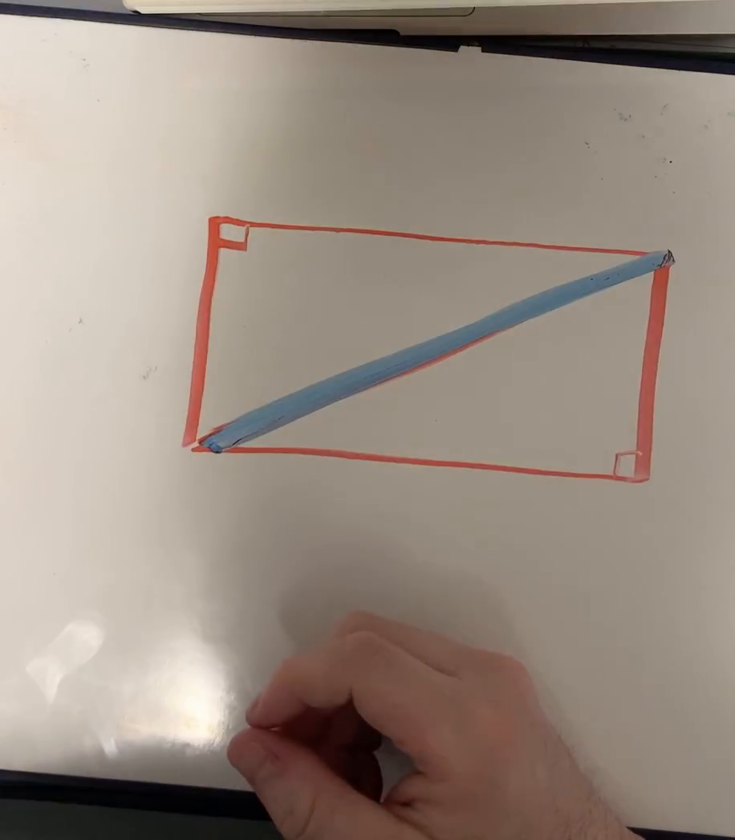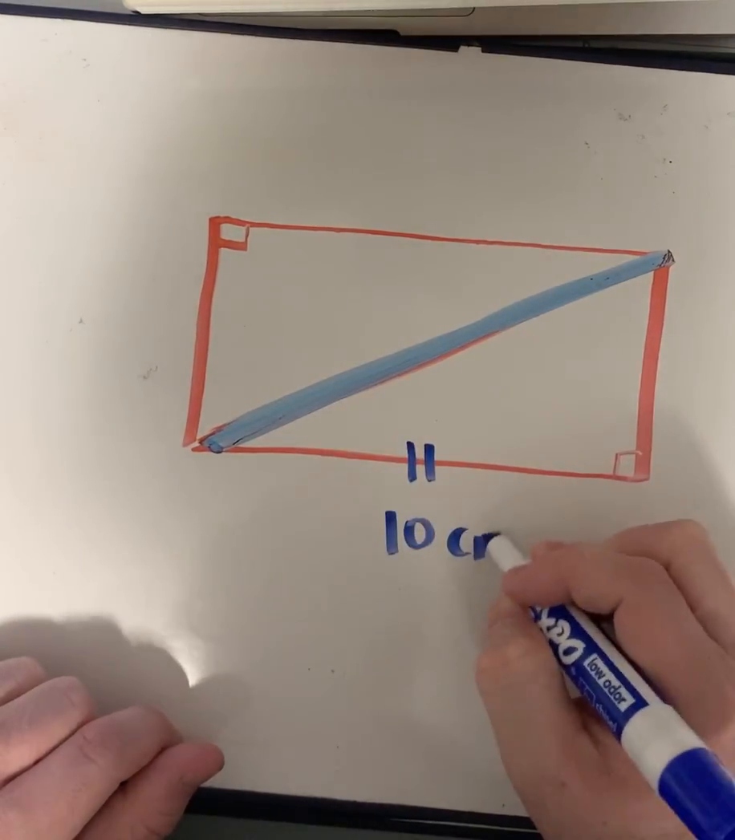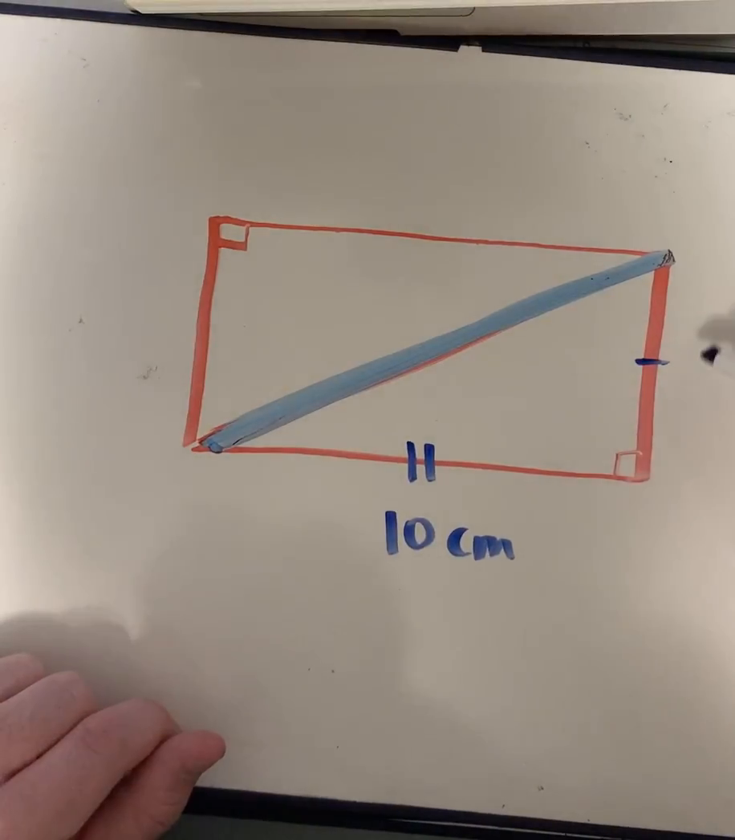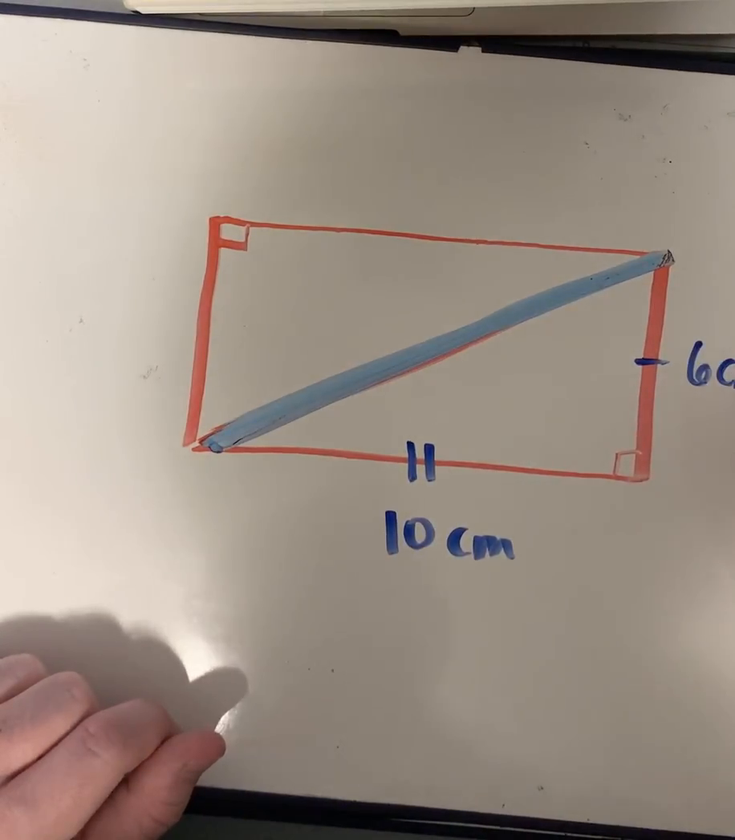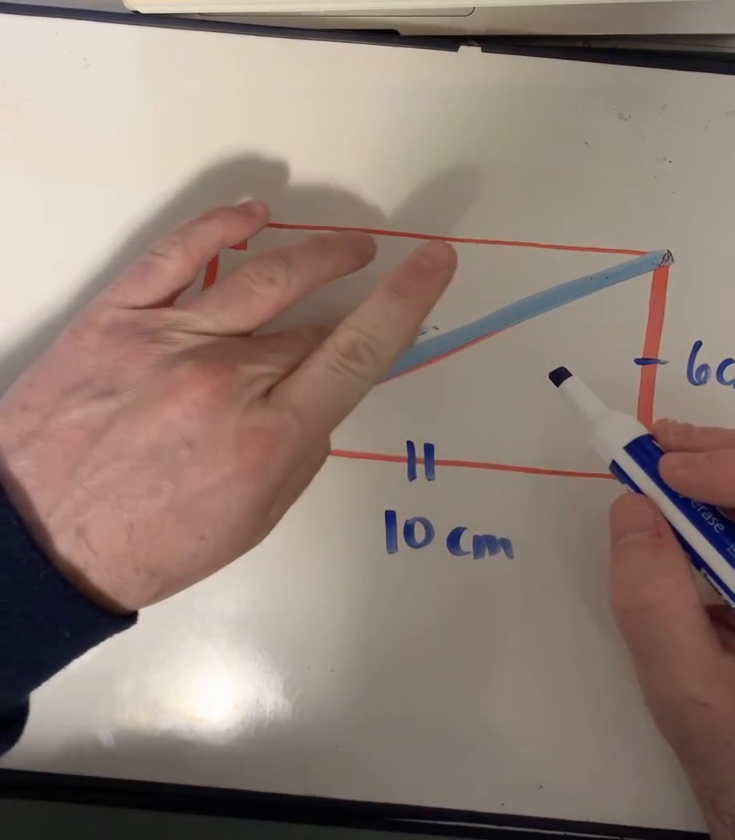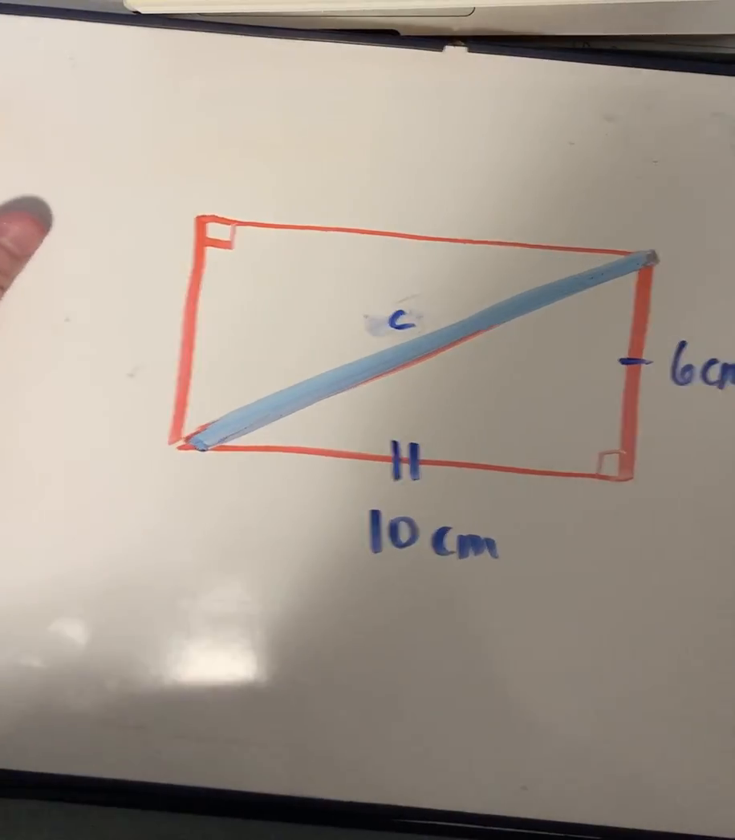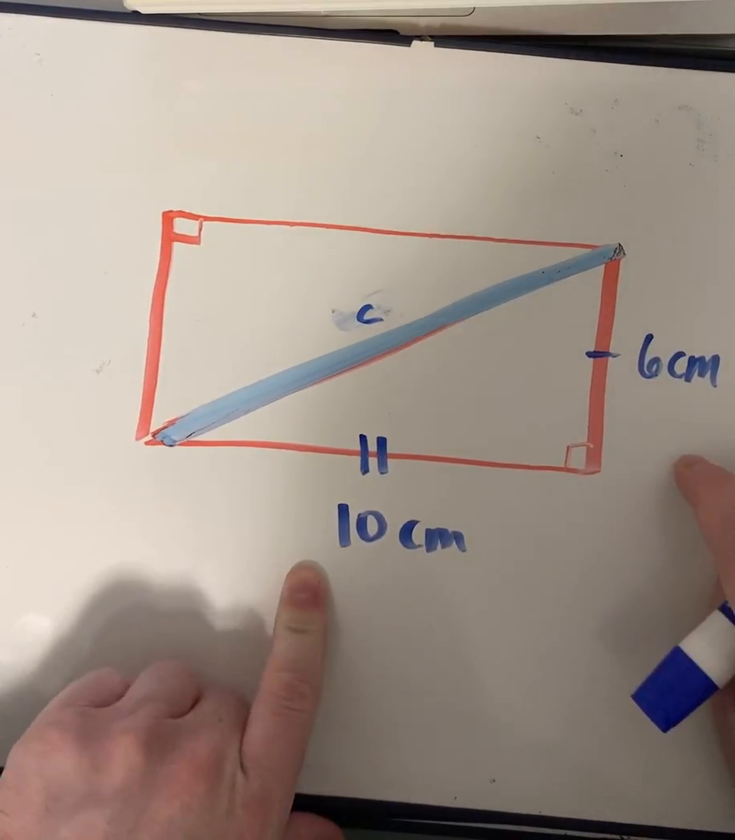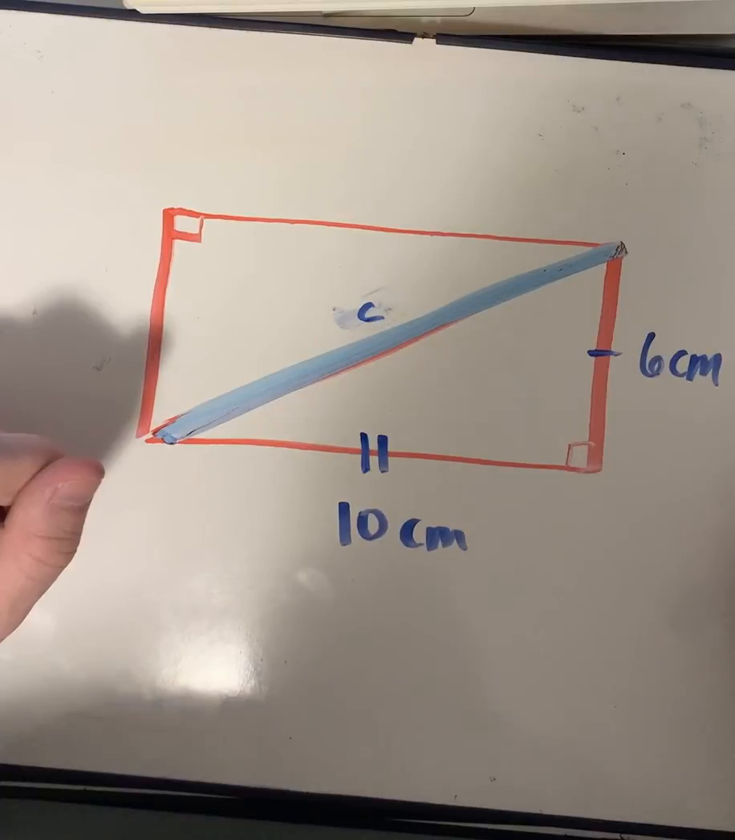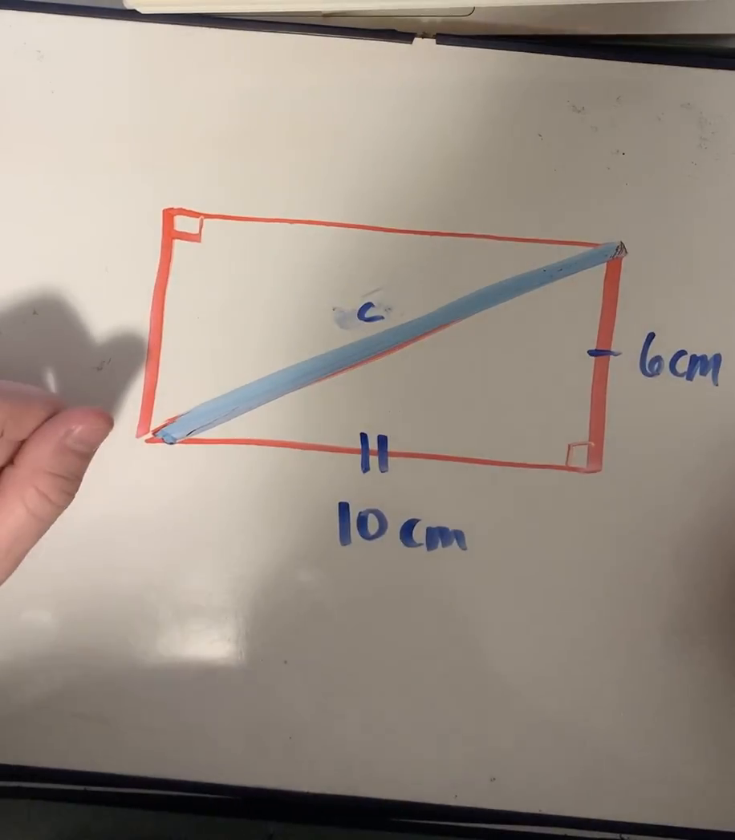So if I were to tell you that this leg was 10 centimeters and this leg was 6 centimeters, I'd like you to solve for, sorry, I don't know why I put D there. I'd like you to solve for C, or the hypotenuse. Okay, so once again, 10 centimeters, 6 centimeters, pause this video and please go and solve this.